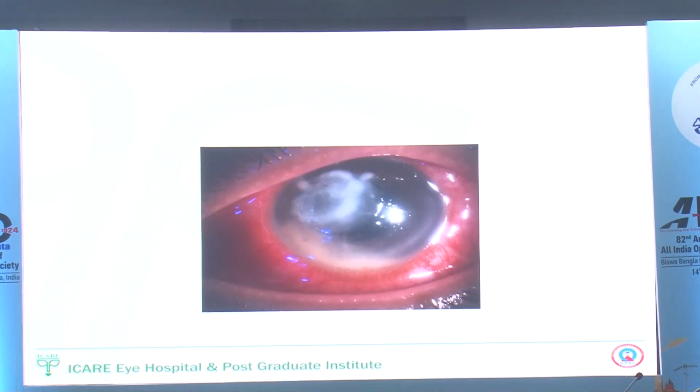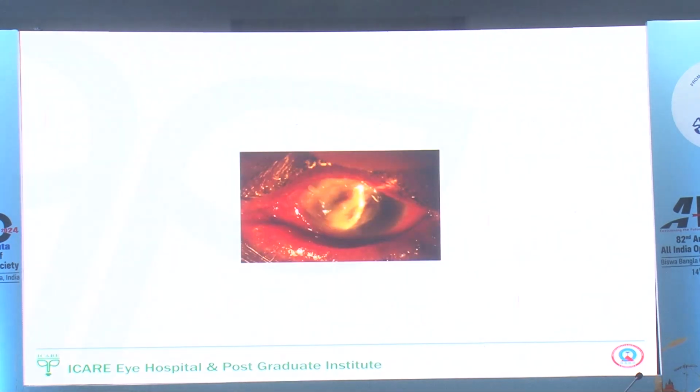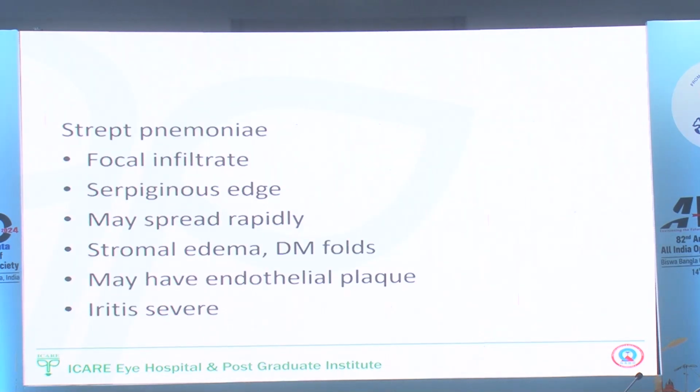This was one patient who had Pseudomonas keratitis, and here you can see the infiltrate and a mobile hypopyon. On healing, you can see that she's scarred, so you have to document. This is another case of Pseudomonas keratitis with corneal melt.